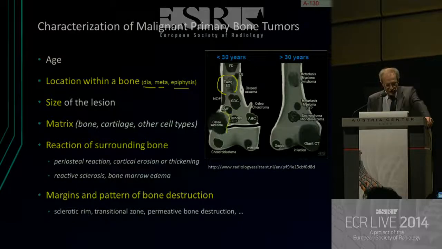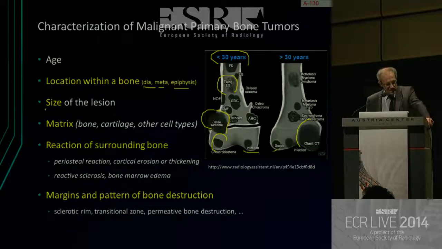Osteosarcoma preferentially occurs in the metaphyseal region. And when you have an epiphyseal lesion in a child or a young adult, you should think of a chondroblastoma or an infection. And in an adult, you should think about a giant cell tumor, an infection, or a geode. So the location within the bone is important.